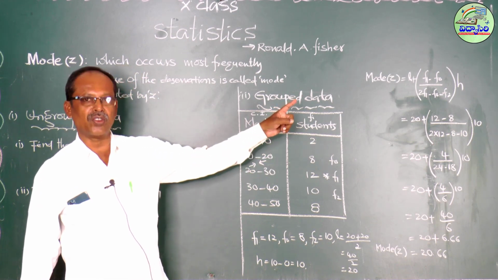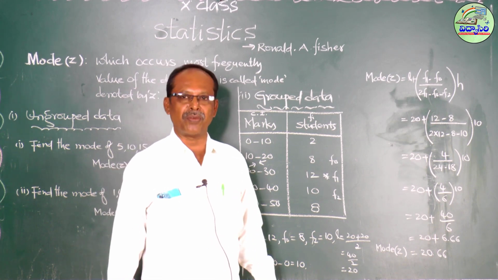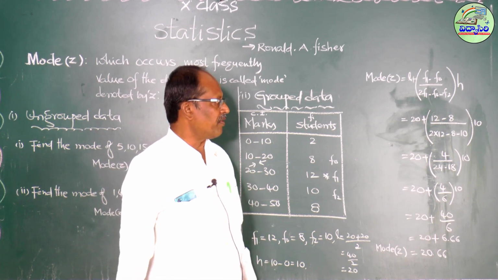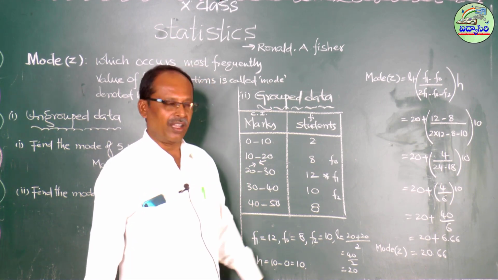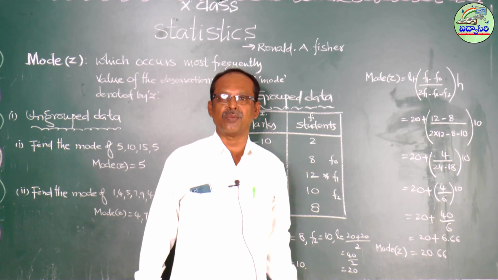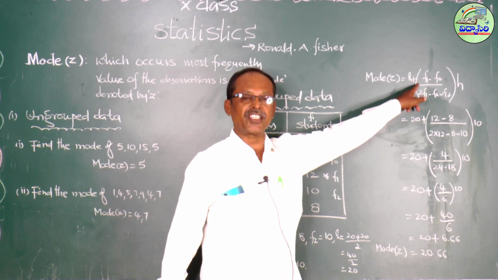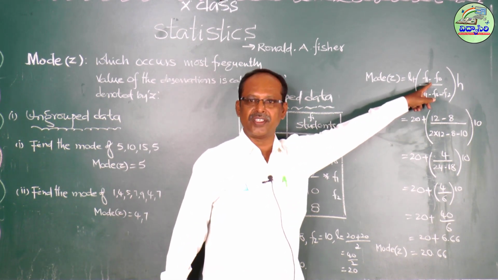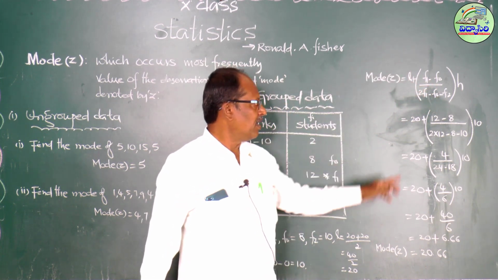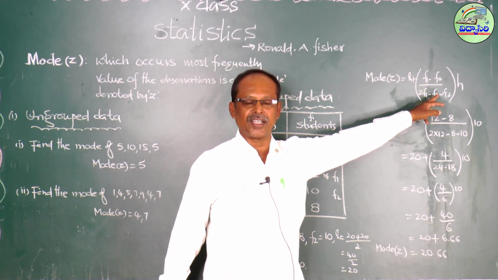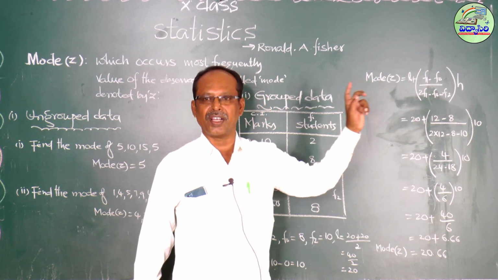First, write down the formula. Mode Z equals L plus (F1 minus F0) by (2F1 minus F0 minus F2) into H, where L is the lower boundary of the modal class, F1 is the highest frequency, F0 is the frequency preceding the highest frequency, F2 is the frequency succeeding the highest frequency, and H is the size of the class.